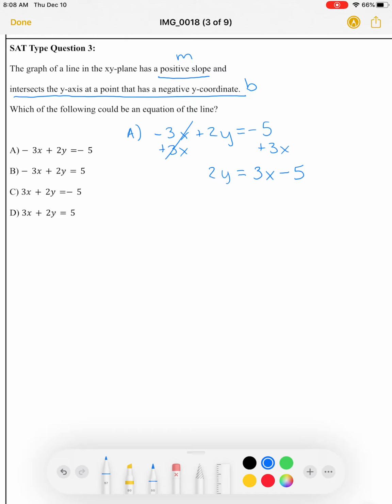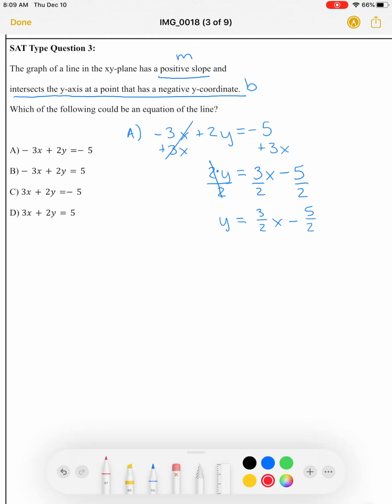Y is still not by itself. Right now we have 2y, which is the same as 2 times y. Multiplication is implied. So to get y by itself, we would have to divide by 2. Because this is an equation, whatever you do to one side, you have to do to the other. So we need to divide the whole right side by 2, or each individual term. When we simplify this, on the left side, the 2's would cancel, leaving us with y. On the right side, we would have a positive 3/2 x minus 5/2.